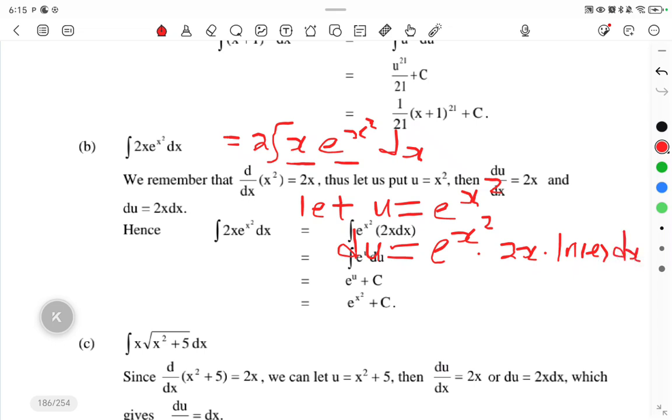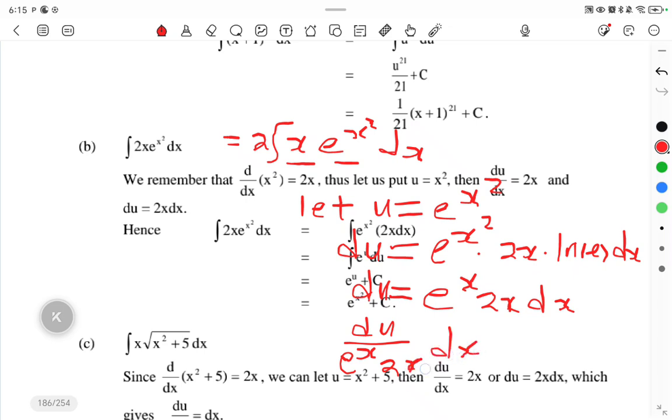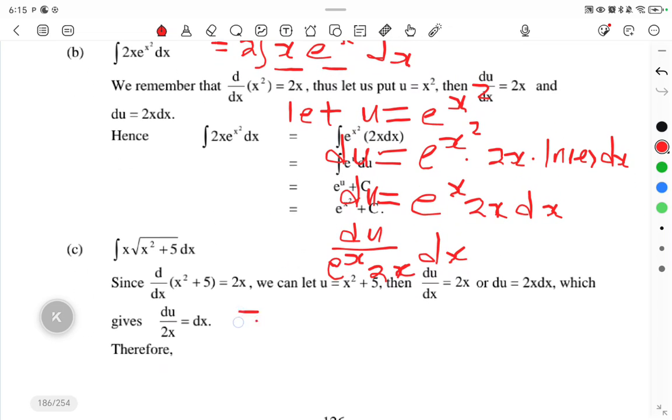You see, right? So this would be e to the x squared times 2x dx. Then I make dx the subject of the formula, du over e to the x squared times 2x. Then I come back to substitute there. The integral of 2, integral of x.